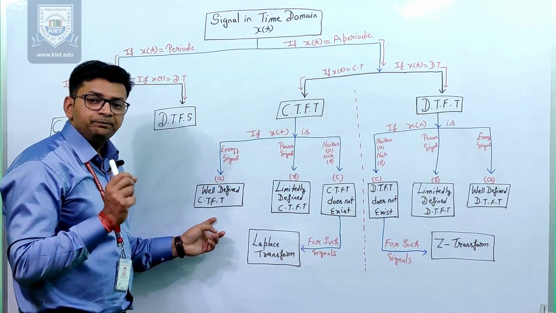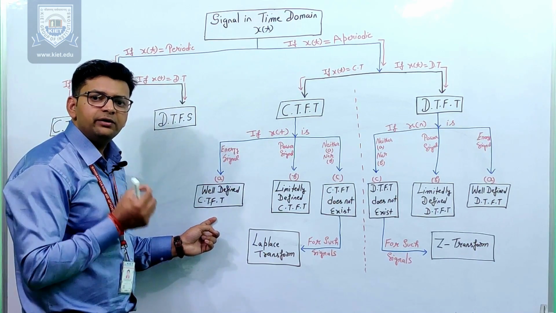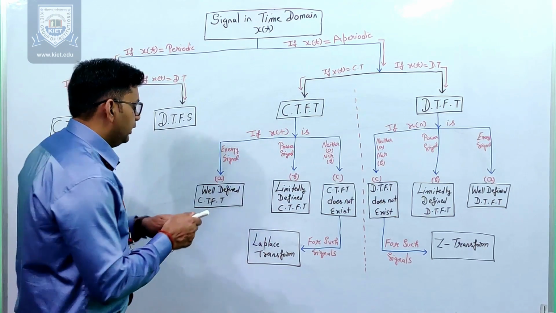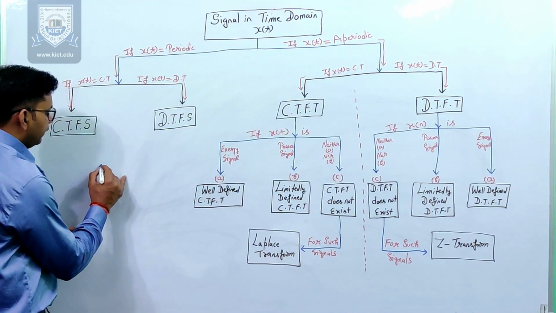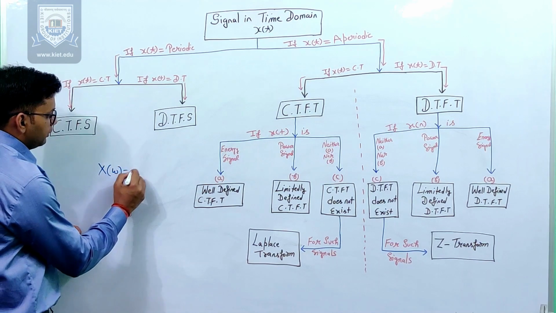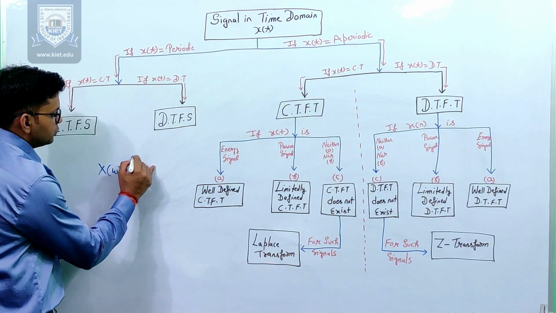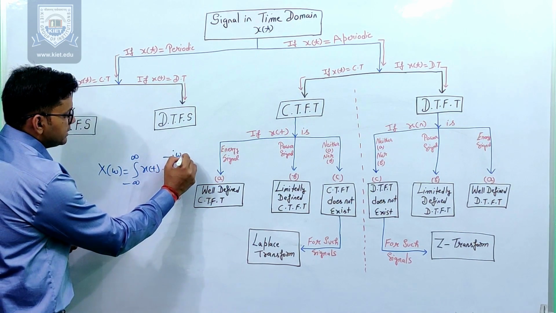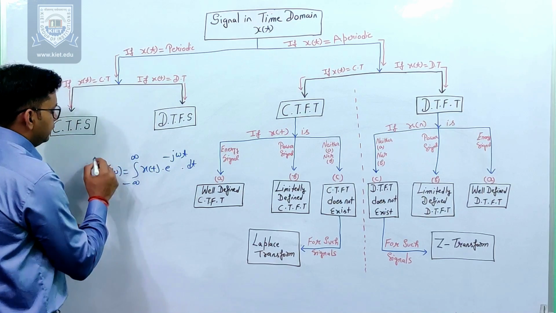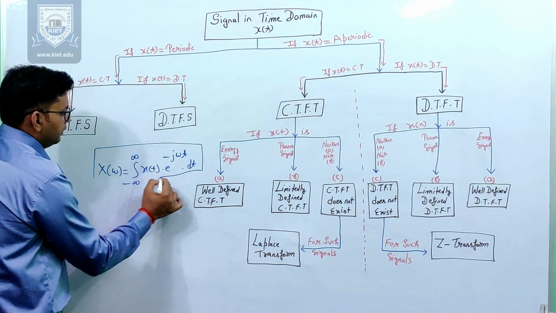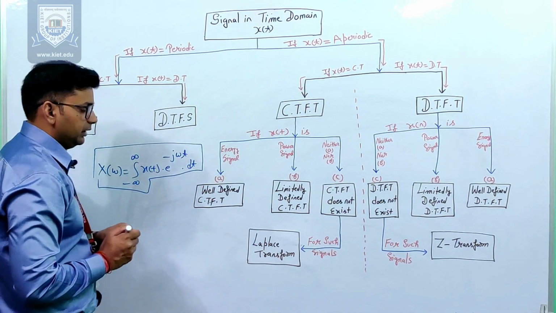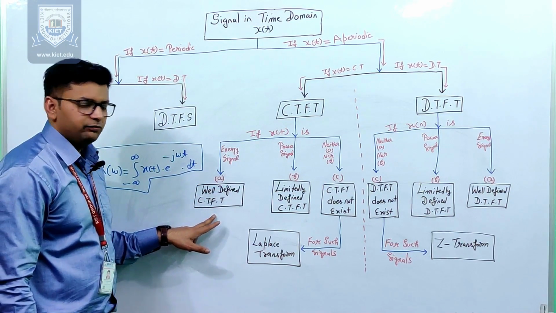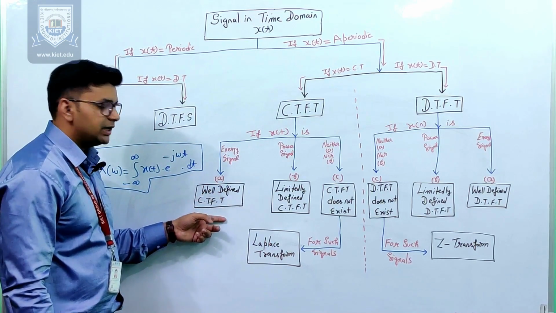Well defined means you can find out the Fourier domain representation of such signal directly with the help of formula. And formula is, if I talk about X of omega equals integration from minus to plus infinity x of t dot e raised to the power minus j omega t into dt. This is the formula to find the Fourier transform directly, okay? For energy signals, we can directly calculate the Fourier transform with the help of formula, because these signals are absolutely integrable signals.